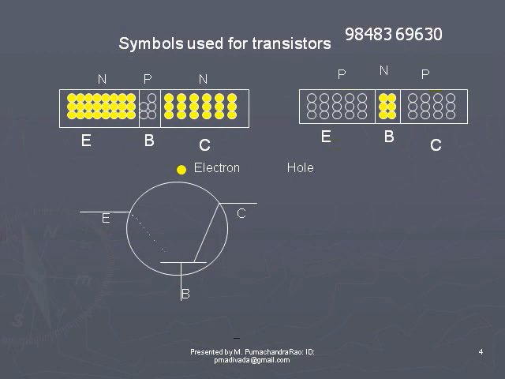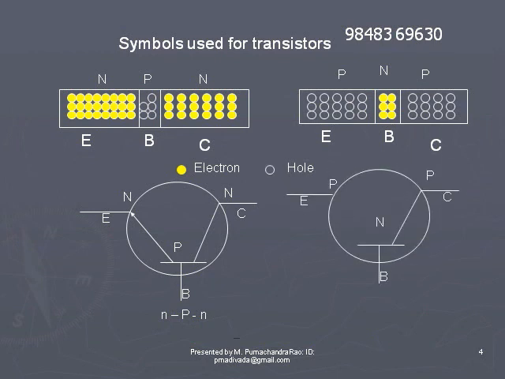Now an arrow mark is drawn from base to emitter. This indicates the conventional current flows from base to emitter. The conventional current flow takes place from positive to negative. So the base must be P-type material, and if the base is P-type material, the emitter must be N-type material. So it is an NPN transistor.